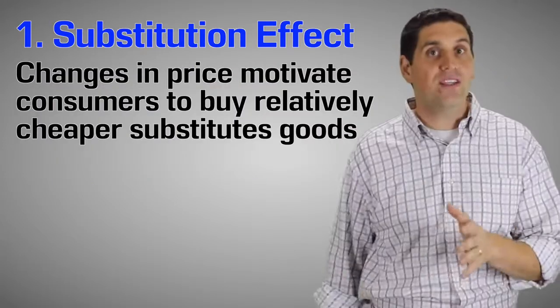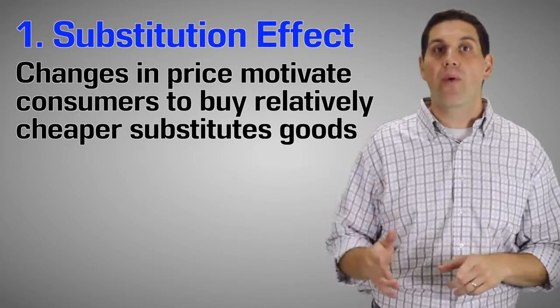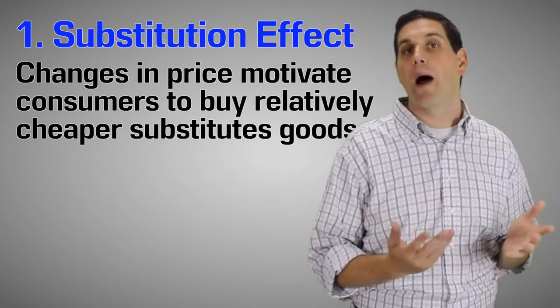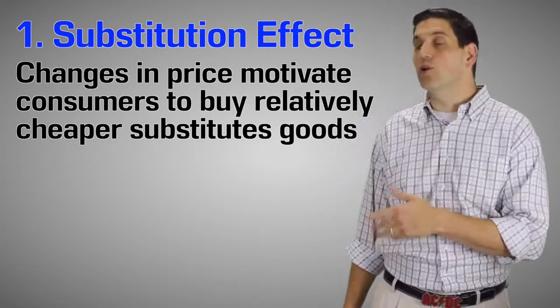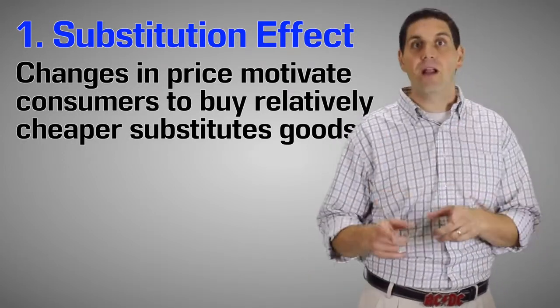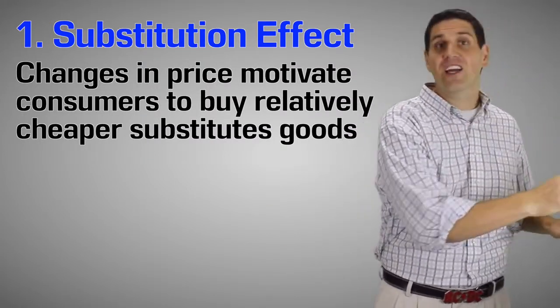Substitution effect says price goes down for milk. People are going to buy more milk because they're going to move away from other products that are now relatively more expensive. So instead of buying juice, people will turn around and go buy more milk. Now it goes the other way. When the price goes up for milk, the quantity demanded for milk is going to decrease because people are going to move away from milk and go find a different substitute product. I wish I could find a substitute product.